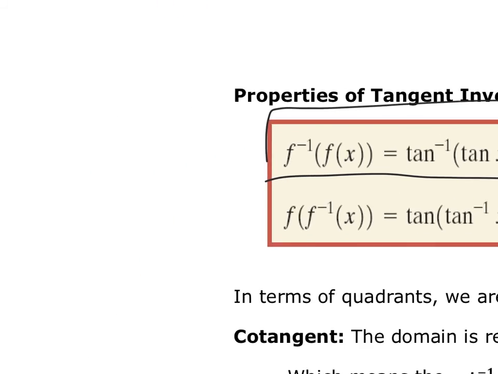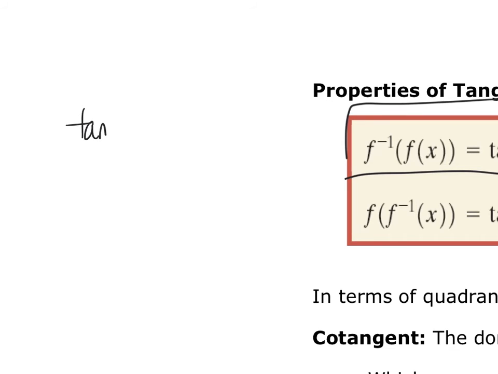Okay? So if I wanted you to find the tangent inverse of the tangent of 4 pi over 3, this is not going to be 4 pi over 3. How do I know it's not going to be 4 pi over 3? Because that is not in the interval between negative pi halves and pi halves. It is not in there. So do that one, please. Take a moment to do that one.